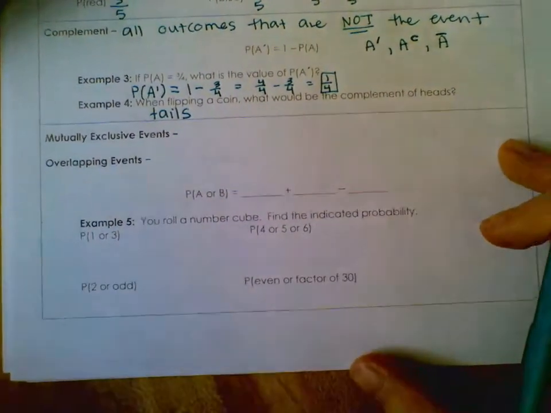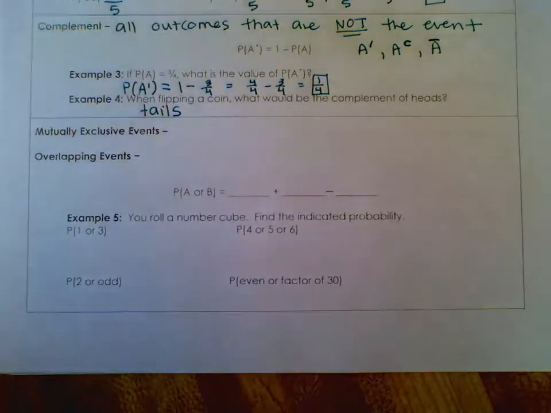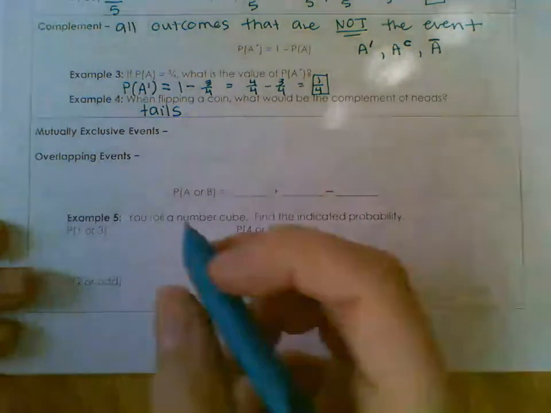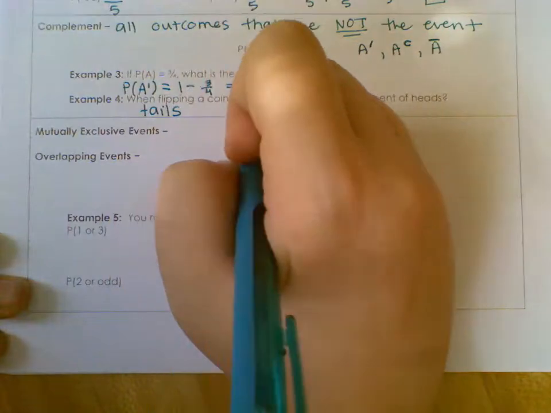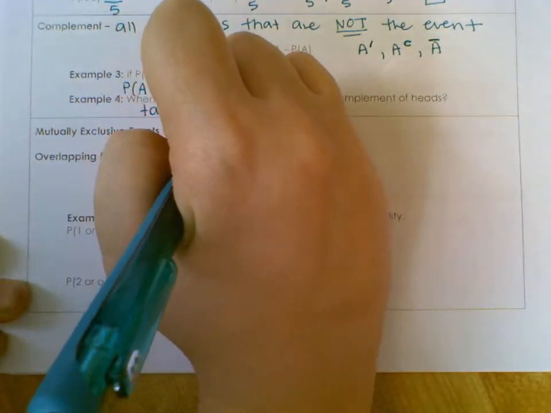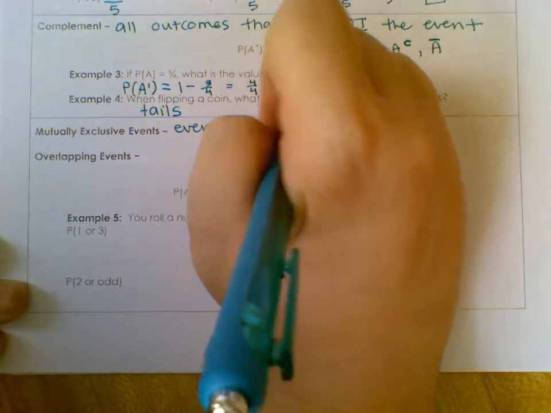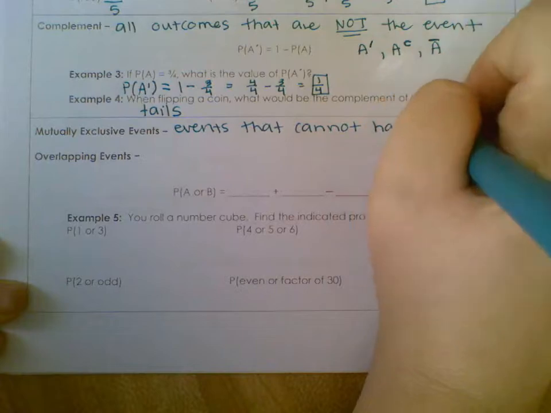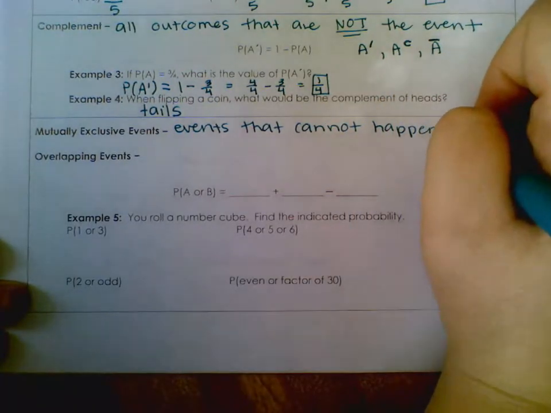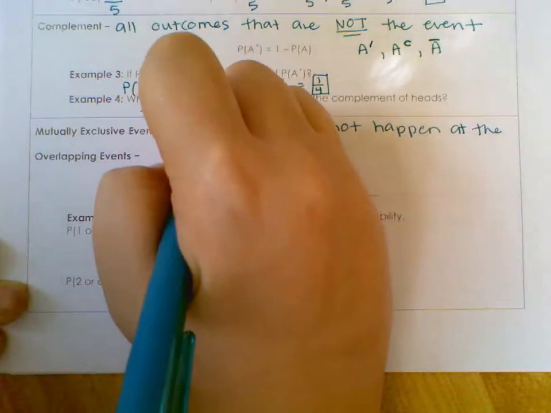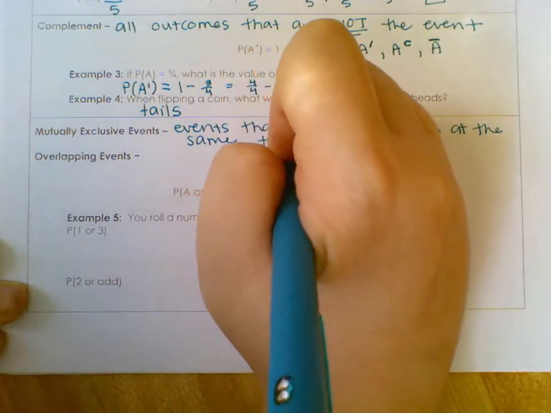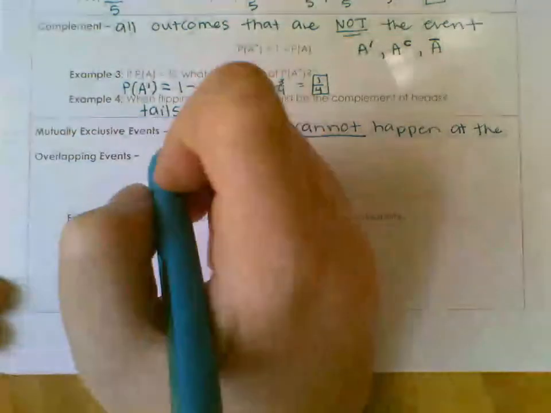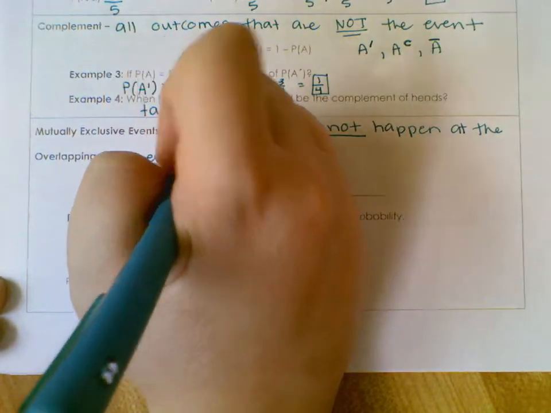Okay, so I've said the word events a lot. So let's talk about those a little bit. You could have mutually exclusive events, or you can have overlapping events. Mutually exclusive events are events that cannot happen at the same time. Overlapping events are events that can happen at the same time.